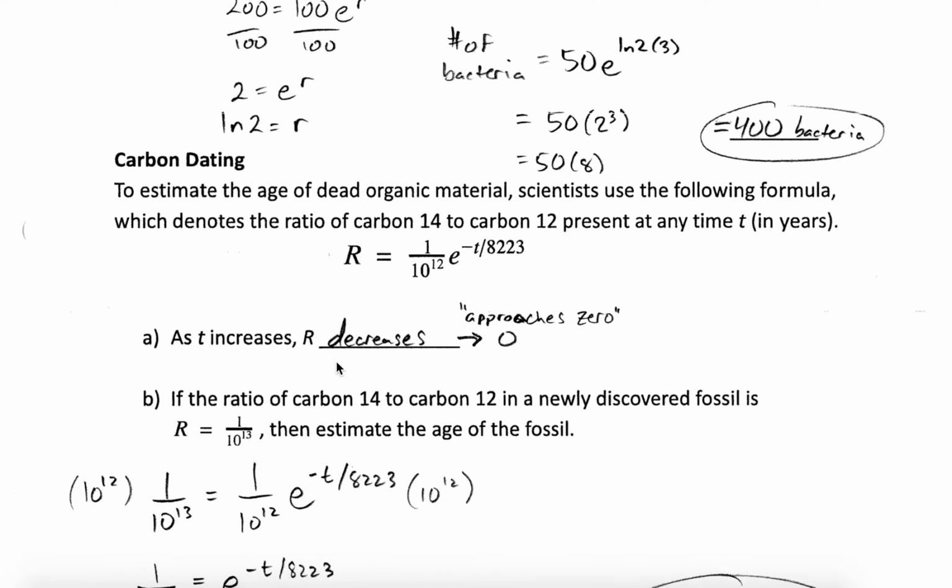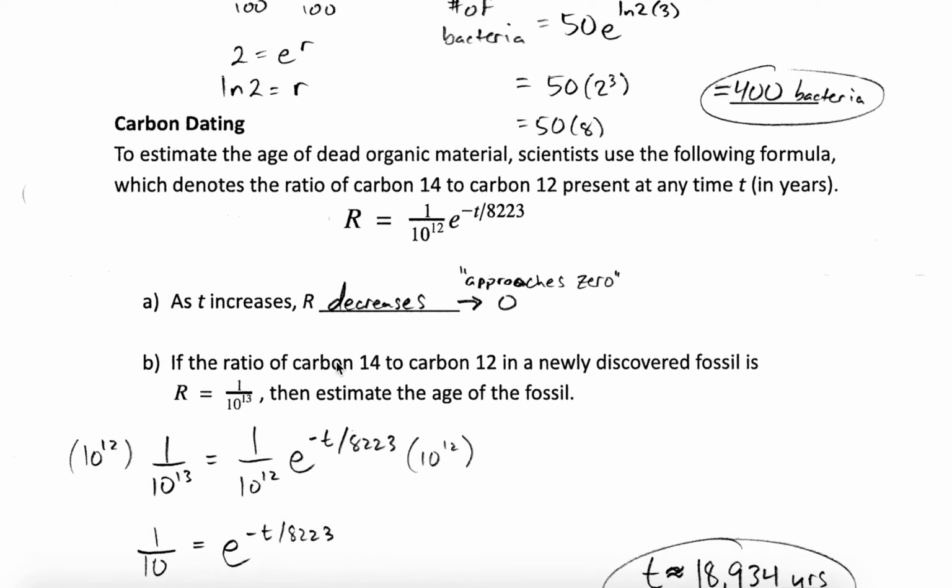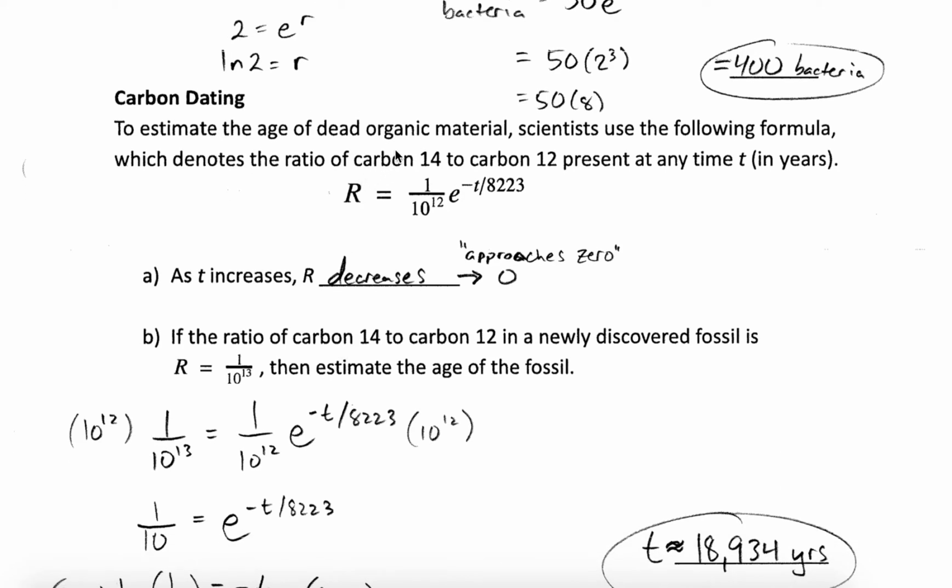On to our next application. Carbon dating is one way that we can use exponential functions. We've got organic material that is decomposing at an exponential rate. It's going to be exponentially decaying, and we can recognize that in our function because of the negative exponent. So we know that as our time is increasing, the amount of dead organic material is decreasing, or approaching 0.